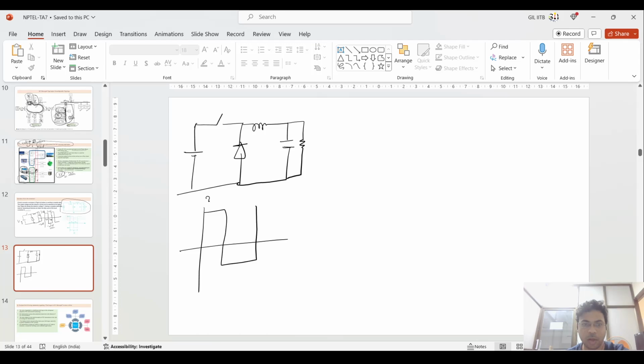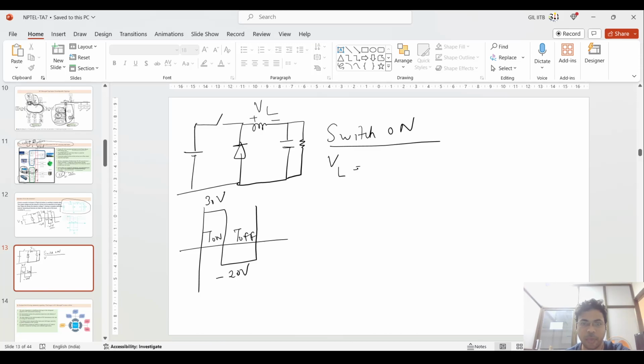This is the voltage variation of VL: 30 volt is the upper voltage and minus 20 volt is the lower, and this is the T on time and T off time of the system. So suppose the switch is on.